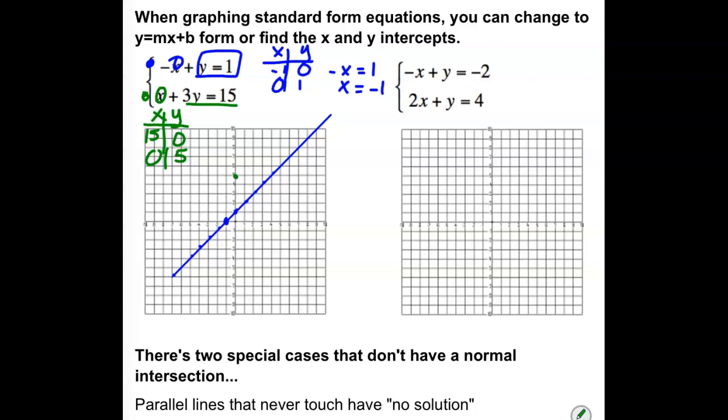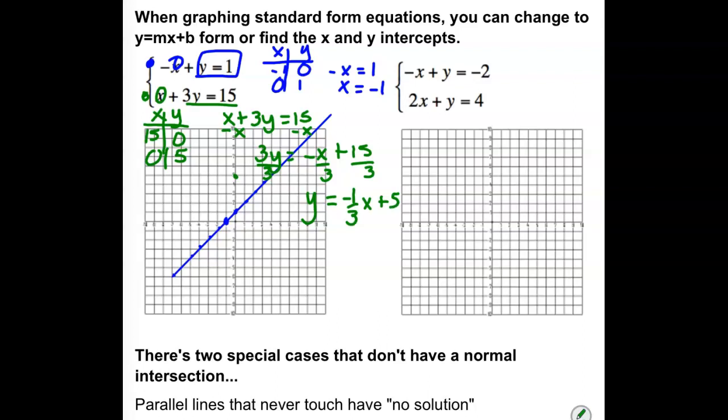So here's an instance where it probably would have been better for us to go ahead and solve that for y. So let's work through that. If we take this green one, the bottom equation, x plus 3y equals 15, and solve for y, we would subtract our x. So 3y equals -x plus 15. And then we would divide everything by 3. So we get y equals -1/3 x plus 5.